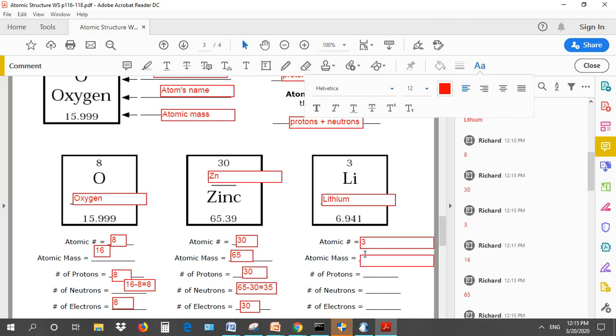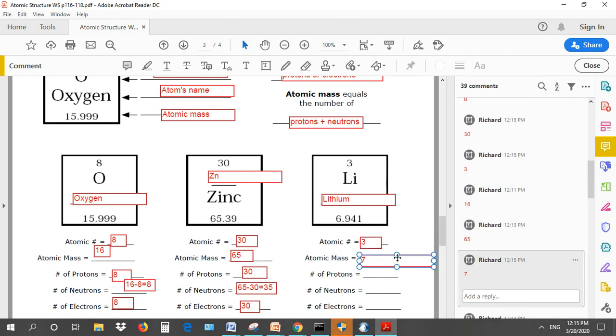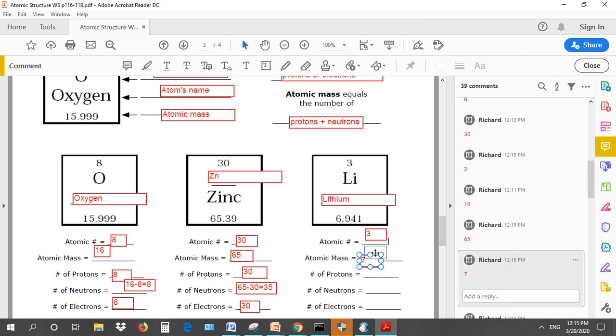That's the top number. And atomic mass is 6.941. And the number after the decimal point is greater than 5. So let me round it up to 7. I'm just rounding this up so that we can find the number of neutrons. The number of neutrons must be a whole number. When you're counting the number of neutrons, you cannot have a decimal. So we must have a whole number. So that's why I'm rounding the numbers.